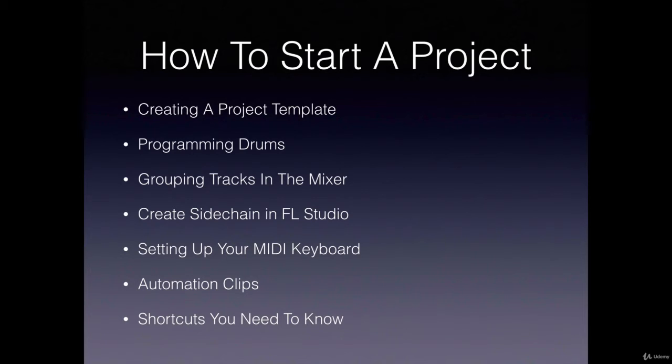Next thing we will go to looking at is going to be how to program drums. So we'll program different drums and beats and stuff like that. And FL Studio works very nice when you want to create beats. Then we're going to take a look at how to group tracks in the mixer. Then create sidechain in FL Studio, setting up your MIDI keyboard. We'll create automation clips, and then we'll go through different shortcuts you need to know.